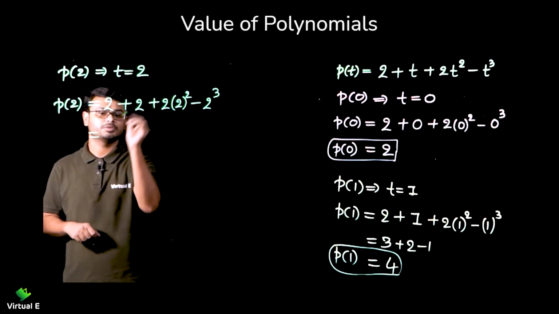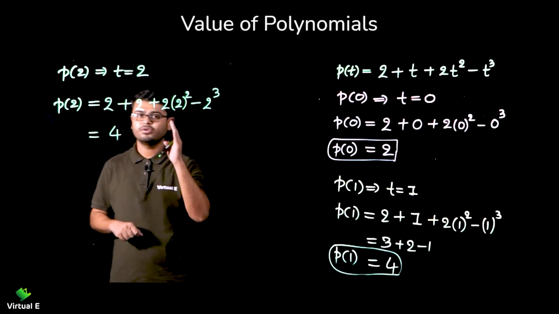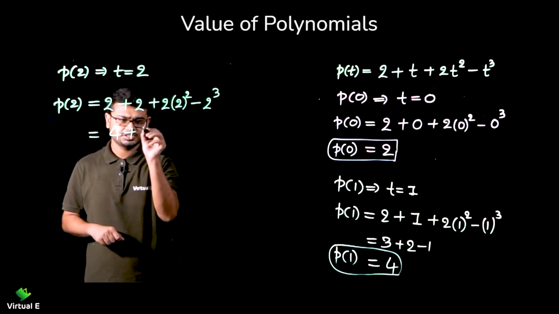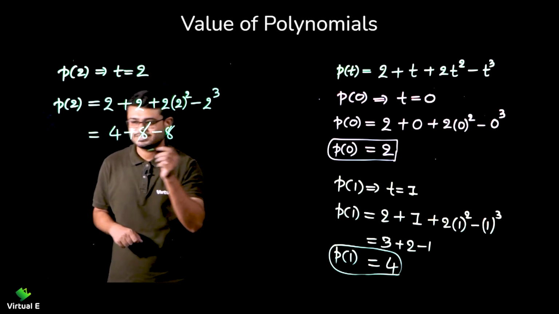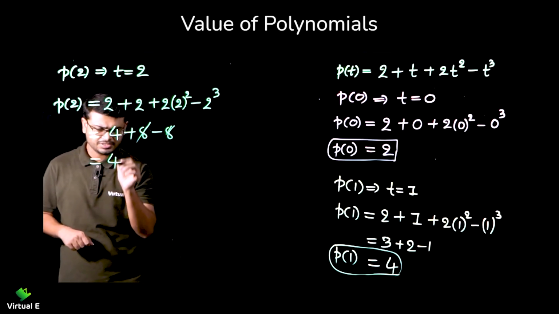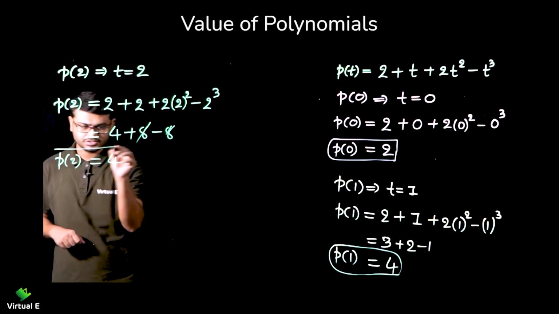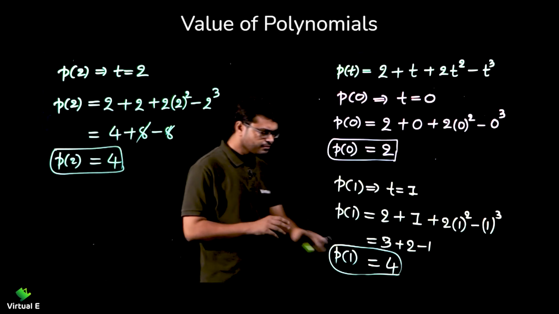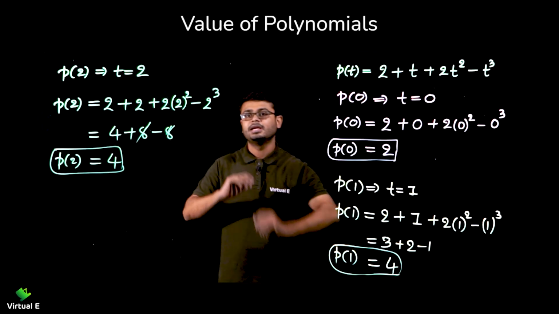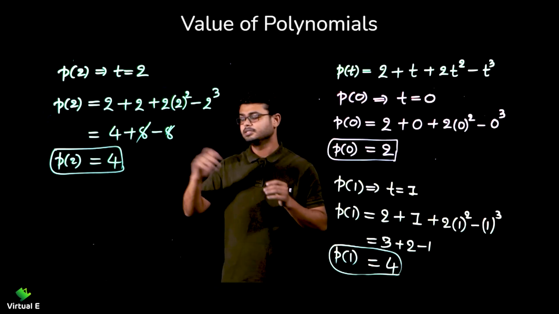Simplify, so 2 plus 2, that's 4. Here 2 square is 4, 4 2s are 8, plus here 8, and here also 8, so this will get cancelled. Very simple it is. So answer is 4. So P2 is what? 4. This is how we find the value of polynomial at the given point P0, then P1 and P2.